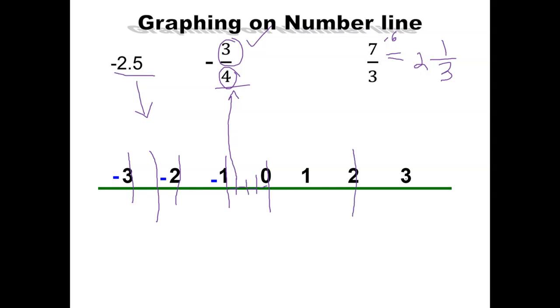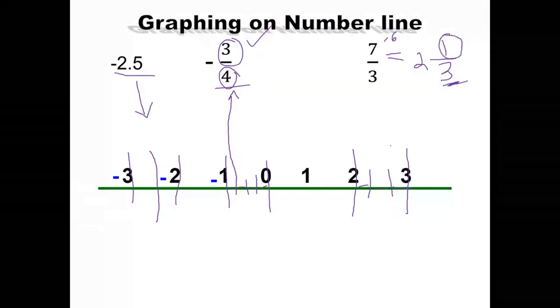So the first thing I realized is that I'm right here, somewhere in the middle of 2 and 3. Now look at the denominator, 3 equal parts. So I'm going to draw 2 lines that will give me 3 equal parts. This is 1, this is 2, and this is 3. Which one you want is the first one. The first line is your 2 and 1/3. This is how you can graph on a number line without the ruler.